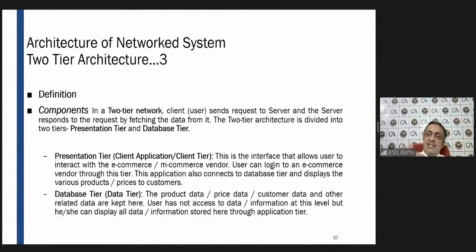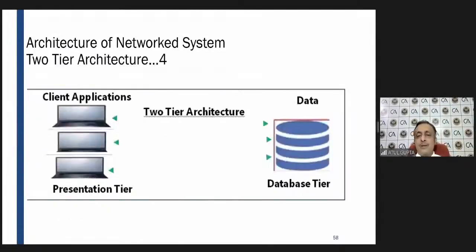The database tier, the backend. The product data, price data, customer data, and other related data are kept here. User has no access to this data, but the server accesses this data and provides information to the user. So that becomes a database tier. So two tier, presentation and database. So that is simple.